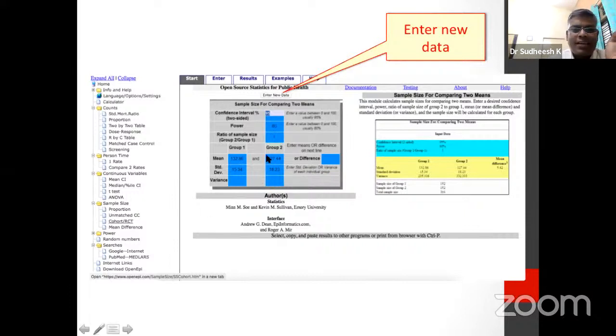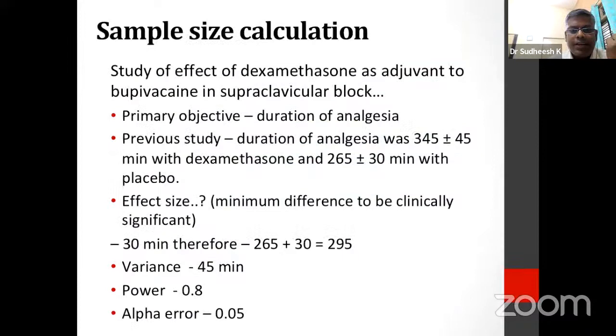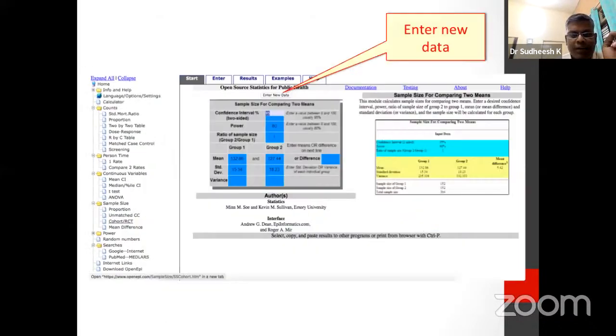Then whatever mean and standard deviation we calculated from the study. If you notice in the previous example, with placebo, with the bupivacaine alone, it was 265 plus or minus 30. And we assumed that by addition of dexamethasone, it will be 295 and the variance can be 45 minutes. So we just enter those values here once again. Here you enter 265 plus standard deviation of 30, that is the placebo group. And then the dexamethasone group, what you assume, that is 295 plus here you enter a value of 45. That is the variance that you assume.